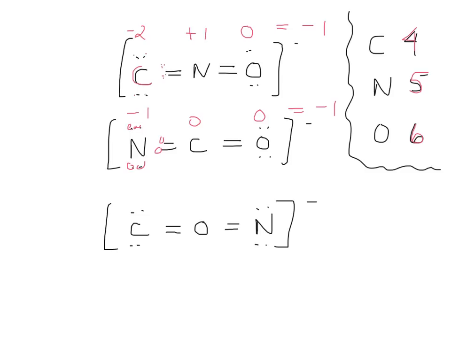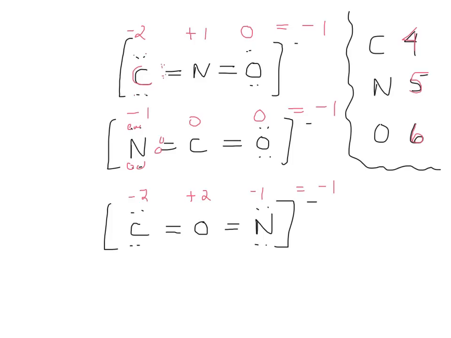In this third one, carbon has 1, 2, 3, 4, 5, 6. So that's a -2. Nitrogen has 4. So that's a +2. And oxygen has 2, 4, 6. So that is a -1. Again, this will add up to -1 just as a check. So, yippee, what does all of this mean?